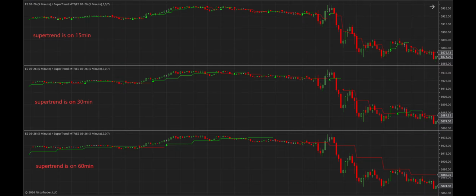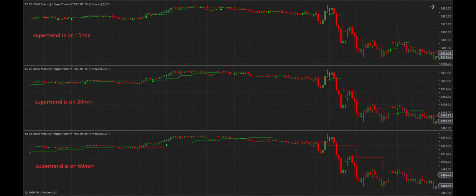Multi-time frame enhancement. The MTF SuperTrend extends this concept by calculating SuperTrend values from higher time frames and rendering them directly on the lower time frame chart. In this case, 15-minute, short-term higher time frame context. 30-minute, intermediate trend filter. 60-minute, primary trend authority. This structure allows traders to maintain execution precision on a 5-minute chart while remaining aligned with higher time frame momentum.